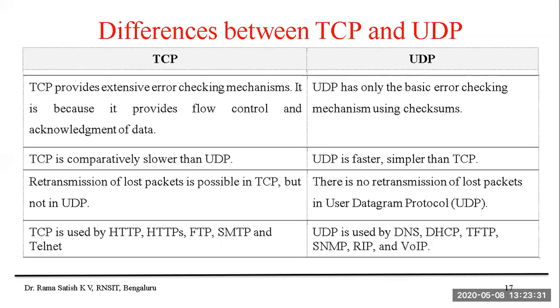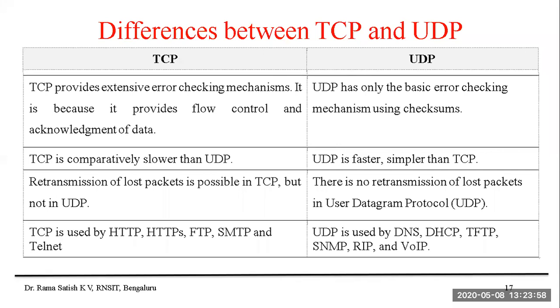Retransmission of lost packets is possible in TCP, but not in UDP. There is no retransmission concept at all in UDP. If you get data, okay, it's fine. If you don't get data, it's gone. That's all. Some of the simple protocols that come under this category, SMTP, FTP, HTTP, Telnet, all come under TCP.